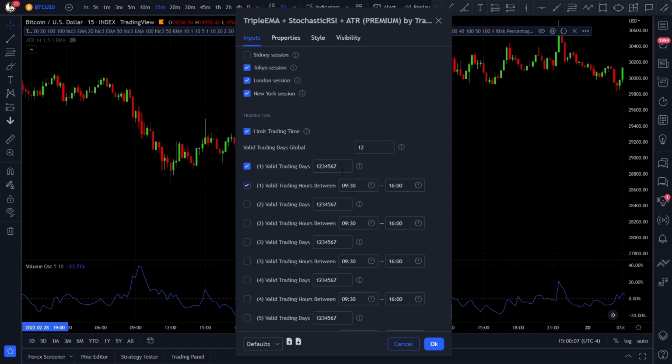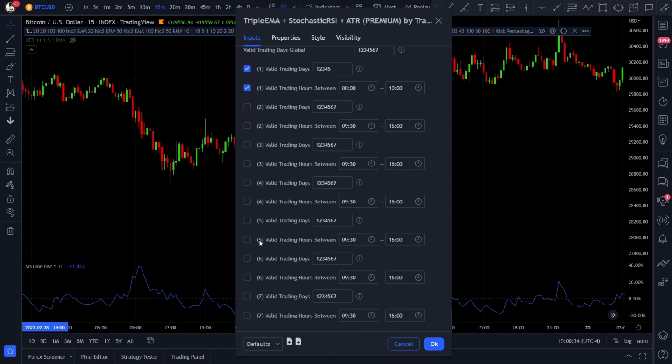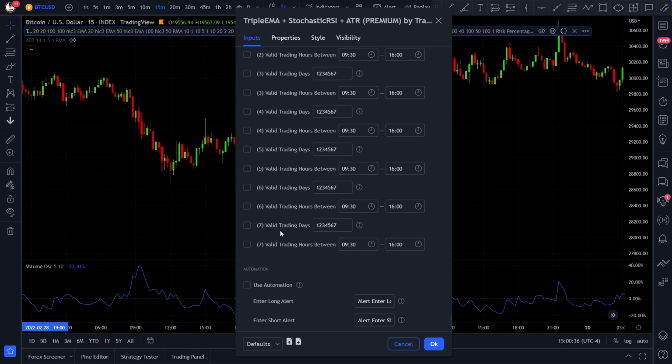For example, let's say I only want to take trades between 8 and 10 AM on weekdays. To do that, set the Valid Trading Hours Between section to 8 and 10 AM. Then set the Valid Trading Days to 1, 2, 3, 4 and 5. Leave the Valid Trading Days global with all the numbers from 1 to 7. Finally, tick the 3 boxes to activate the setup. You can set up to 7 different hours limiters. And with that, we went over all of the limiters in the trading date and time limiter group.